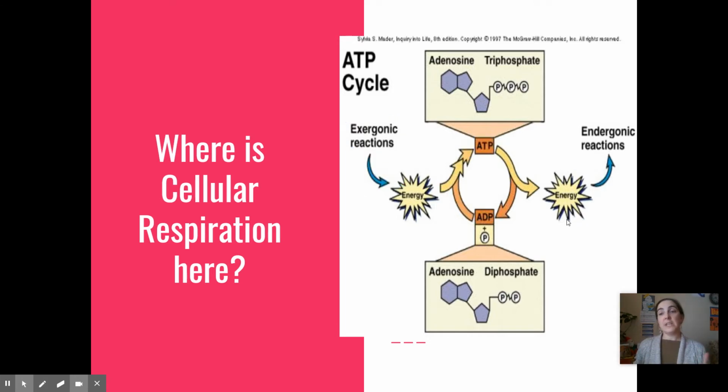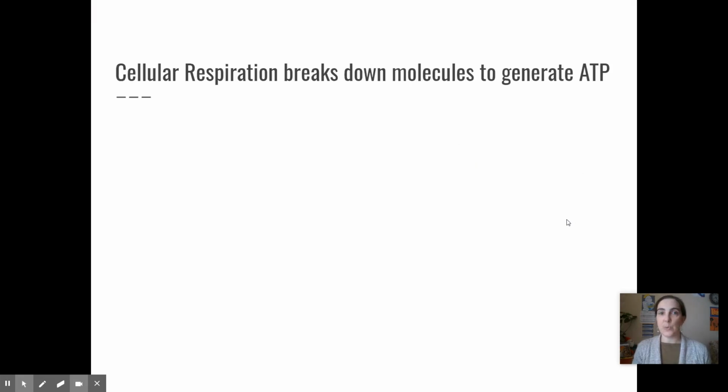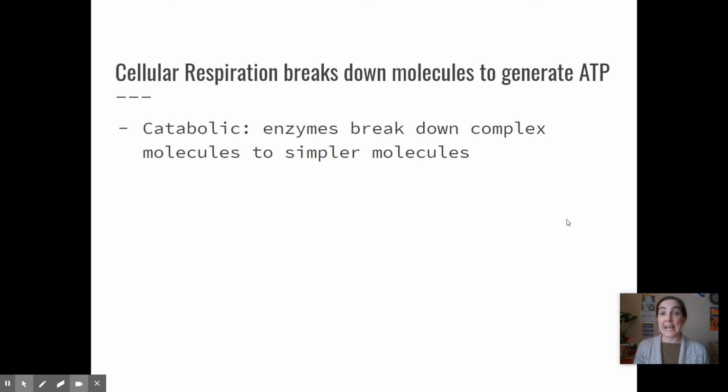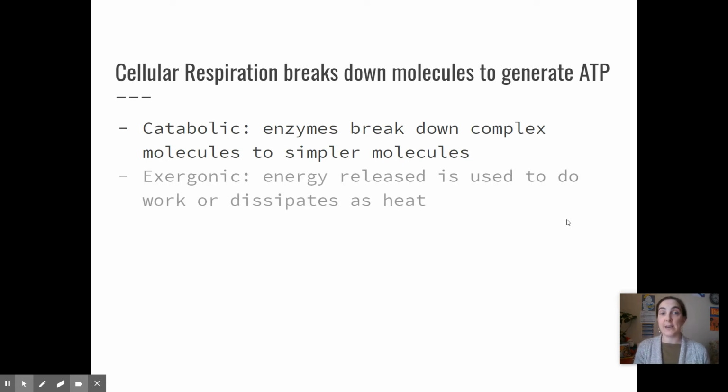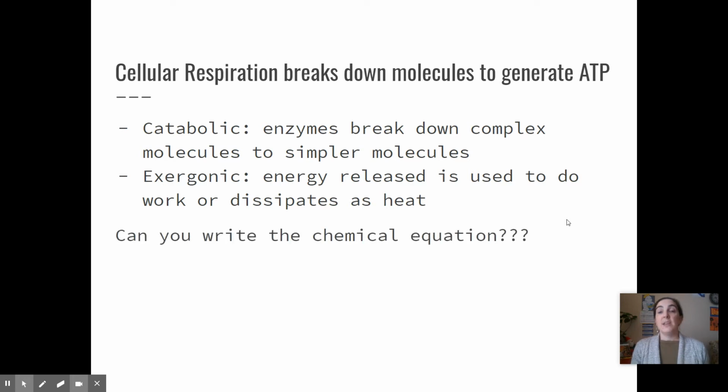Today is going to be kind of the introduction to the process and the basics of how we get energy out of this breaking down. And we'll get into more of the details next week. So it breaks down molecules to generate ATP. That means it's catabolic because it's breaking things down, and exergonic, it's releasing energy. You've learned about this reaction before. See if you can write the chemical equation.